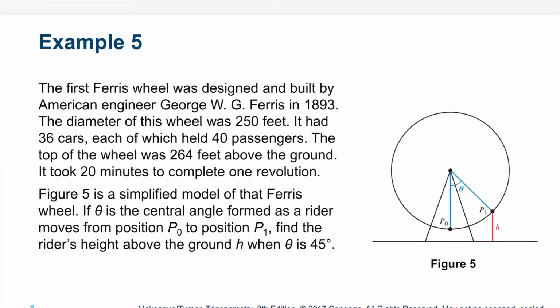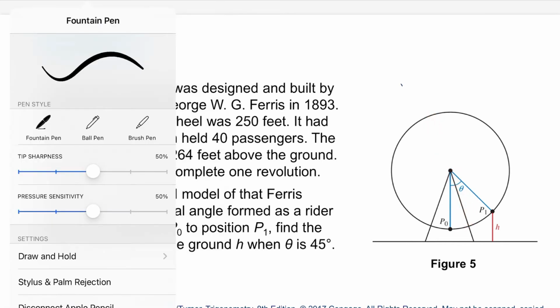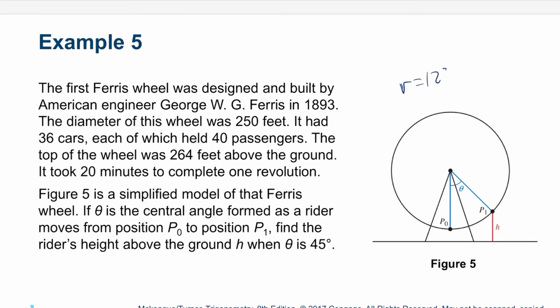For the next example, we have a Ferris wheel that was first designed in 1893. The diameter is 250. So from one point all the way to the opposite side would be 250, which means the radius has to be half of that, 125. So radius is 125 feet.